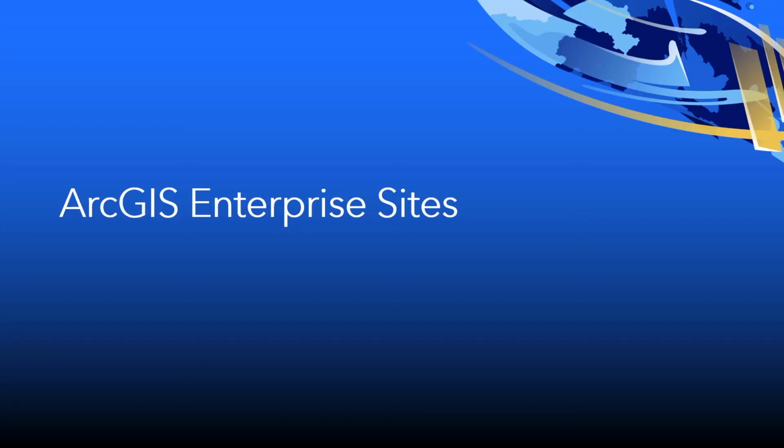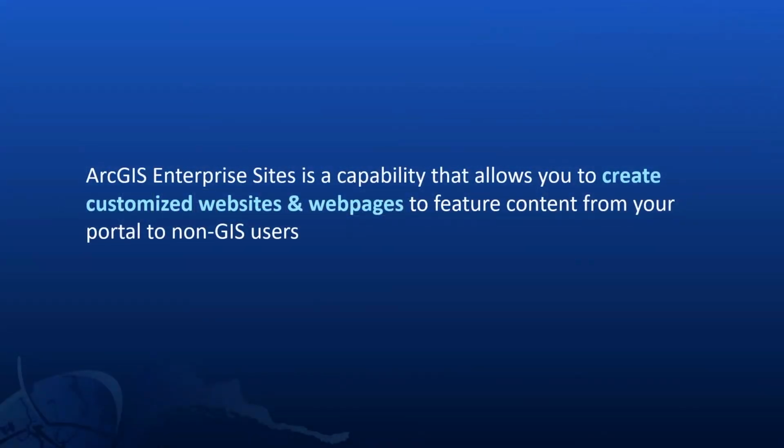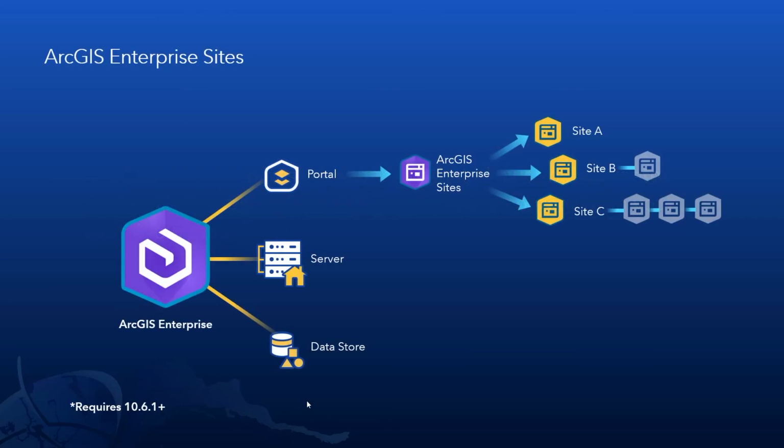Next, we want to talk about ArcGIS Enterprise Sites. Everything we've talked about so far is within ArcGIS Hub and ArcGIS Online, but a lot of the capabilities and functionality that we've shown so far can be done in ArcGIS Enterprise as well. ArcGIS Enterprise Sites is the capability that allows you to create customized websites and web pages to feature content from your own portal or ArcGIS Enterprise environment to your GIS users. So the same idea of getting information out, putting apps and data in context, certainly applies to the ArcGIS Enterprise side as well.